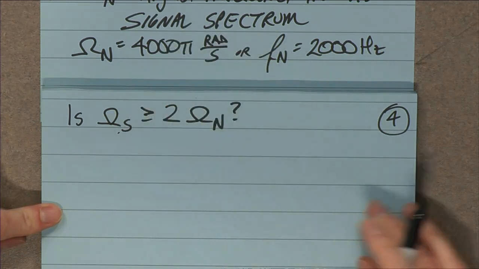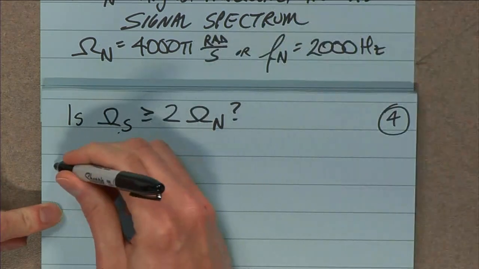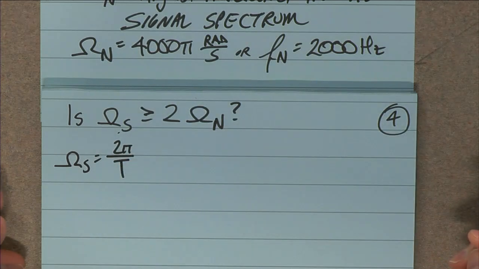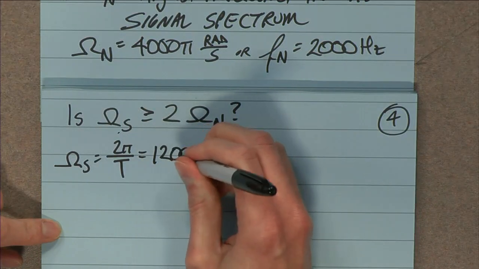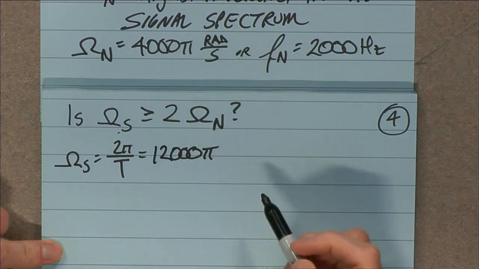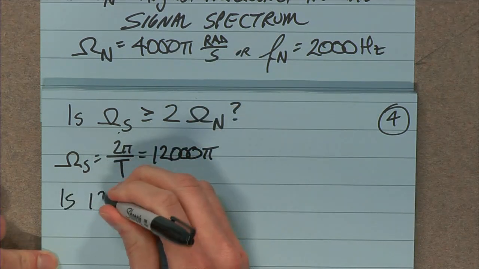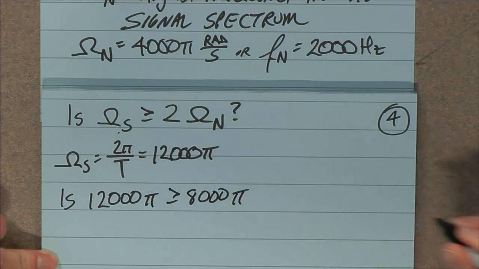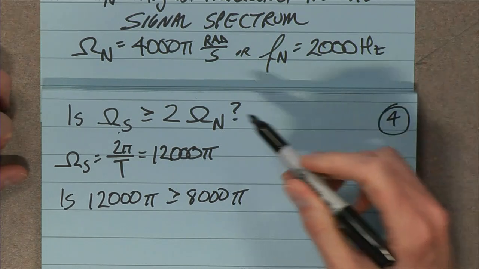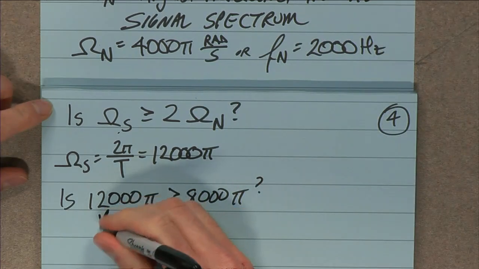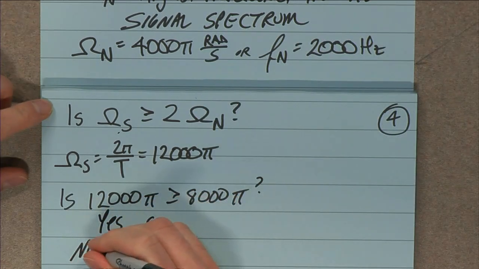Well, omega s is what? 2 pi over T. Capital T was 1 over 6,000, so that's 12,000 pi. What was omega n? One way to look at that is that 12,000 pi is greater than 8,000 pi, which is just 2 times omega n. And the answer is yes, so there's no aliasing.